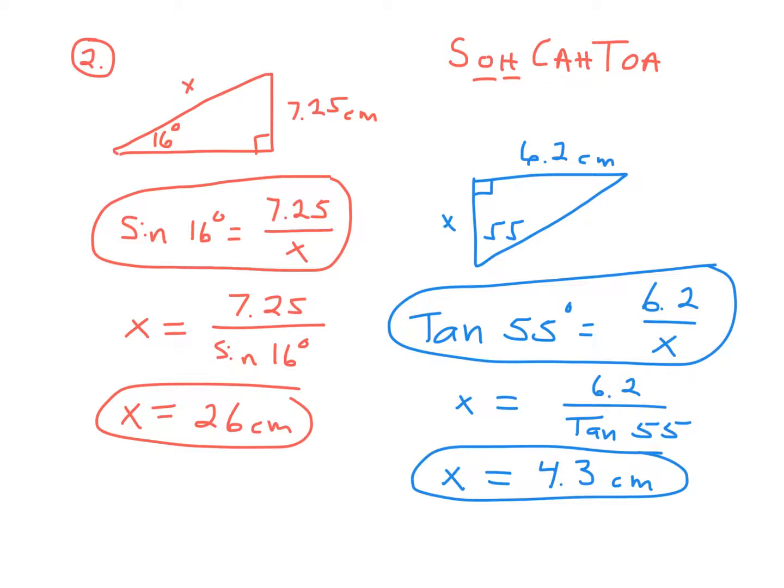So you should have gotten 4.3 centimeters. Once again, I have the important work circled. That's what I expect to see. 2 sig figs, because the nature of the given data is 2 sig figs.